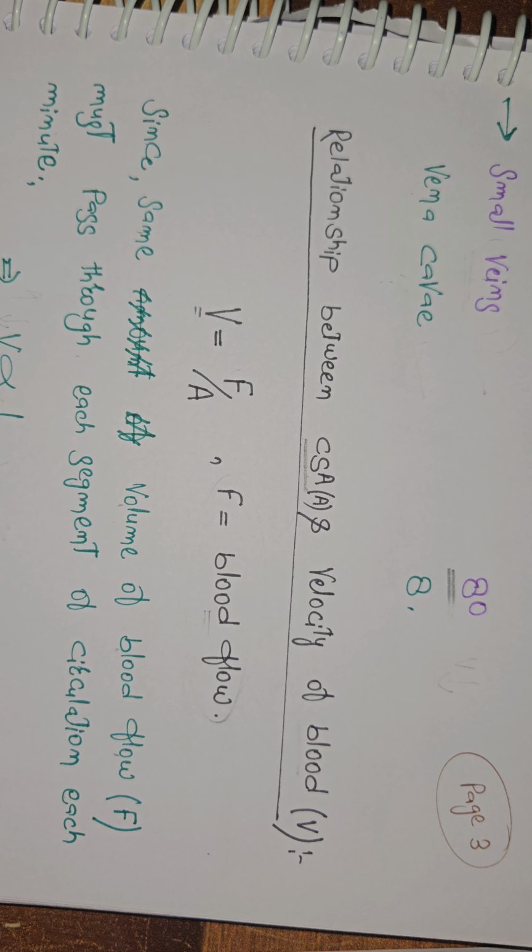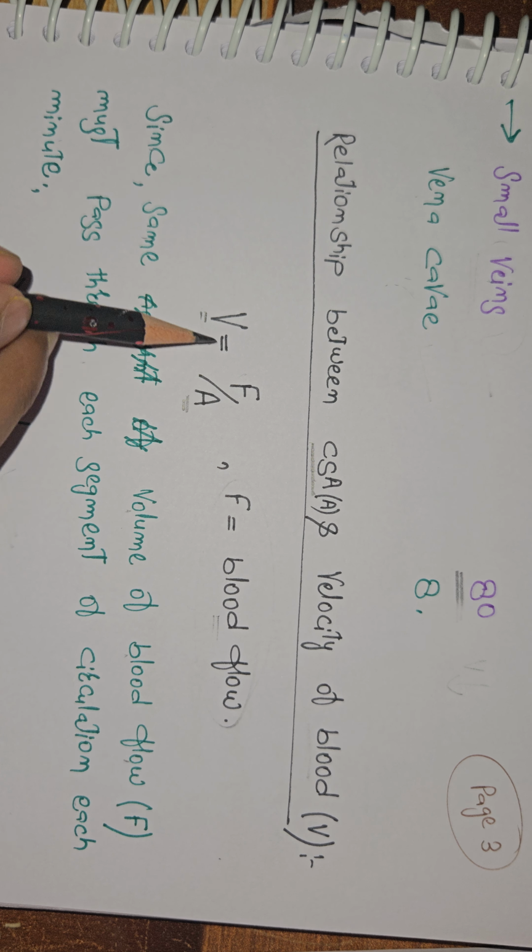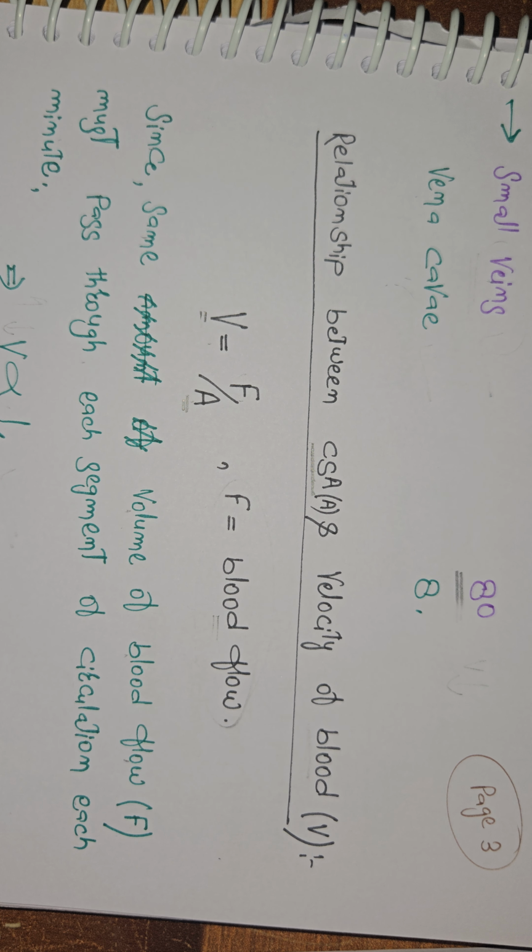V is the velocity, A is the cross-sectional area of that vessel. So V is equal to F divided by A. This is the relationship between the cross-sectional area and the velocity of blood.